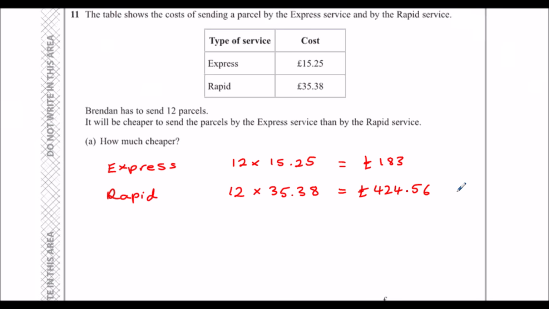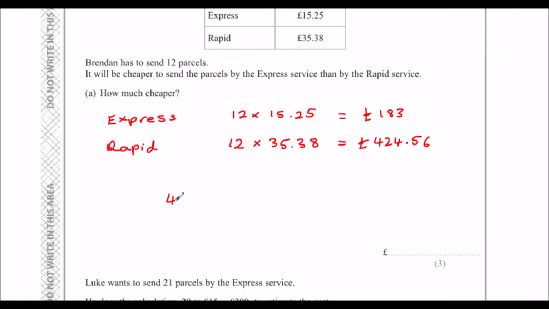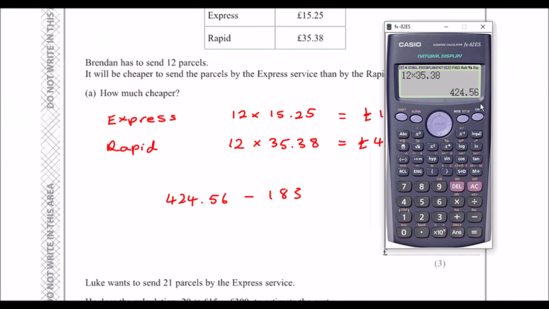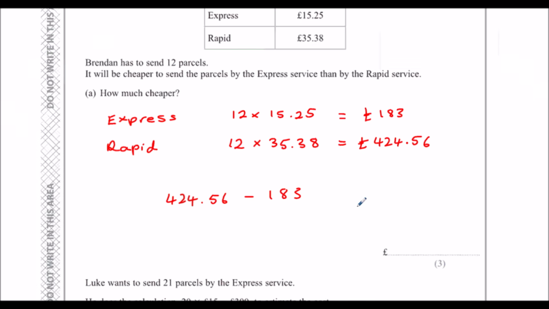So the question said, how much cheaper is it? So what's the difference between these two? We're going to take away. So 424.56, take away 183. So £424.56 is already in the calculator, so I'm going to leave that in there. So we're going to have the answer take away 183, which is £241.56.